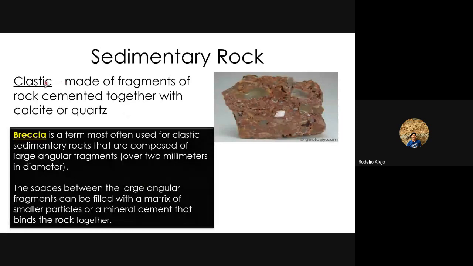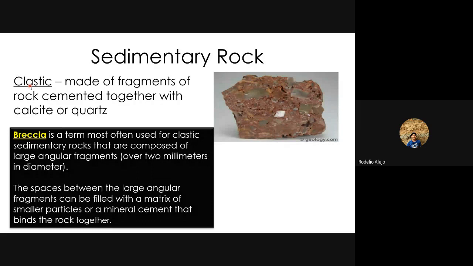Clastic sedimentary rocks are made of fragments of rock cemented together with calcite or quartz. Okay, so if the sediments, for example here, as you can see, the solid rocks, when they are cemented by calcite or quartz, that will be identified as a clastic sedimentary rock.